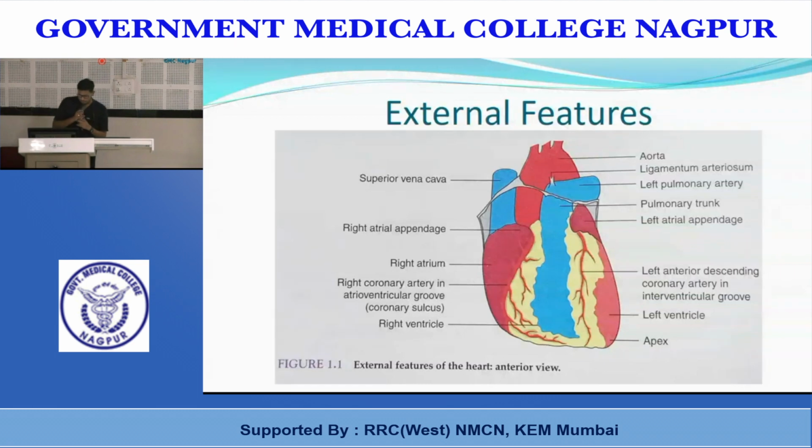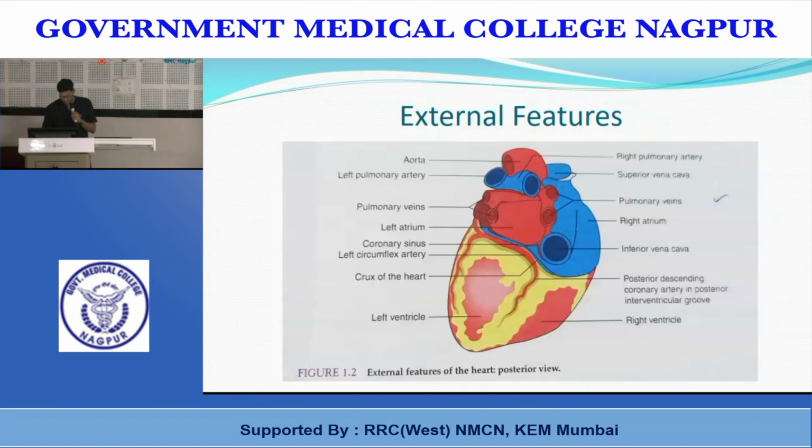So these are the external features of the heart. This is the anterior view. In the anterior view, you can see that the major part of the anterior surface of the heart is formed by the RA and RV, while the posterior surface is majorly formed by the LA. Many people have the misconception that the LV is at the back, but actually the heart is resting on the LA, and the heart is placed like this on the LA side.